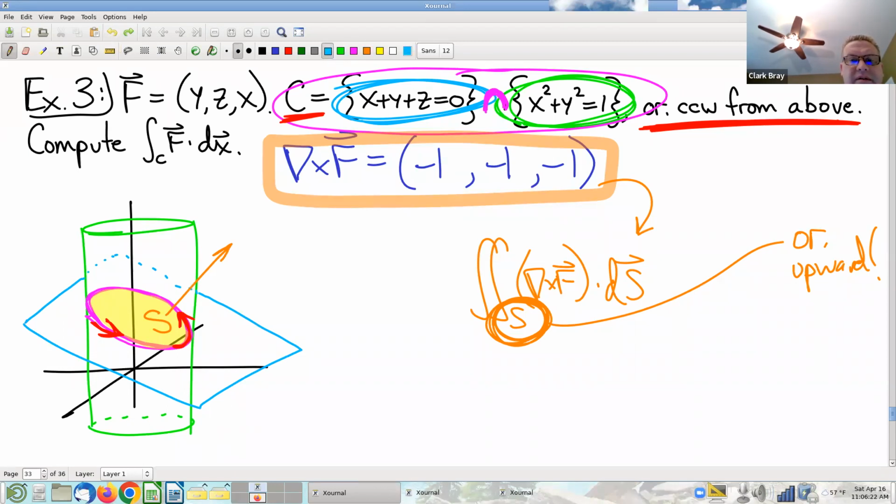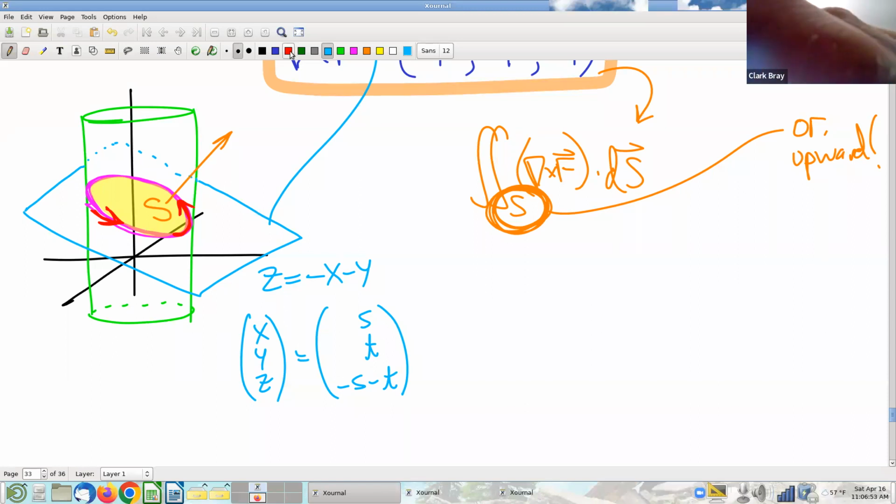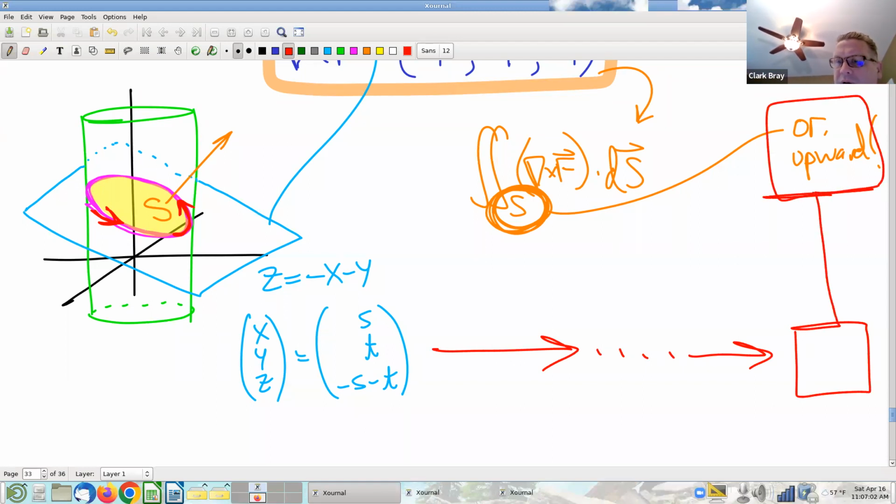Let me do it like this. It's part of that blue surface. I can solve for z. Therefore, viewing it as a graph, I can use the graph parameterization. So (s, t, negative s minus t). My graph parameterization, take the various partials, blah, blah, blah, check and make sure that it's oriented correctly. Make sure that it is indeed oriented upward.